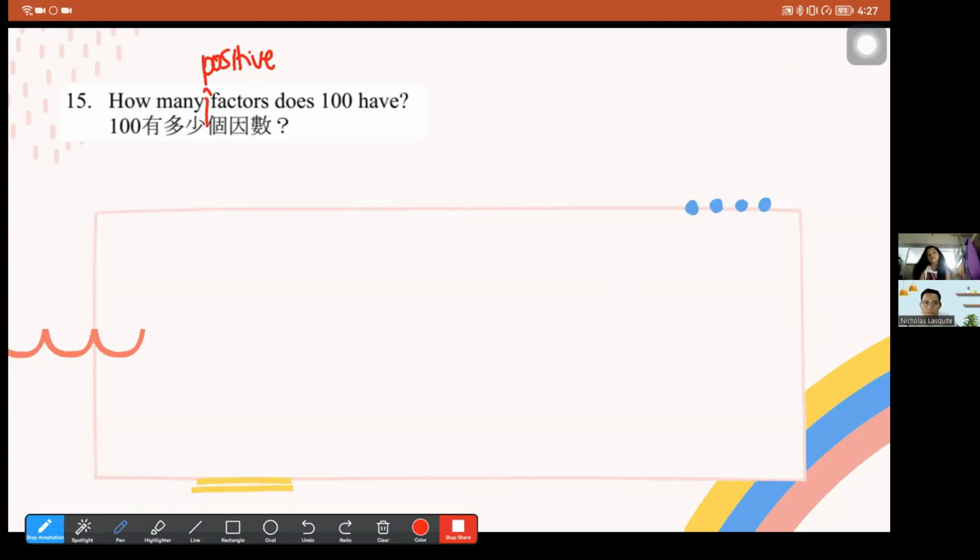Okay, how do we solve for the positive factors first? So get the prime factorization of your 100. Okay, so you have 100. That would be 4 times 25. Or simply, since we need the prime factors, that would be 2 times 2 times 5 times 5, right? Or 2 squared times 5 squared.